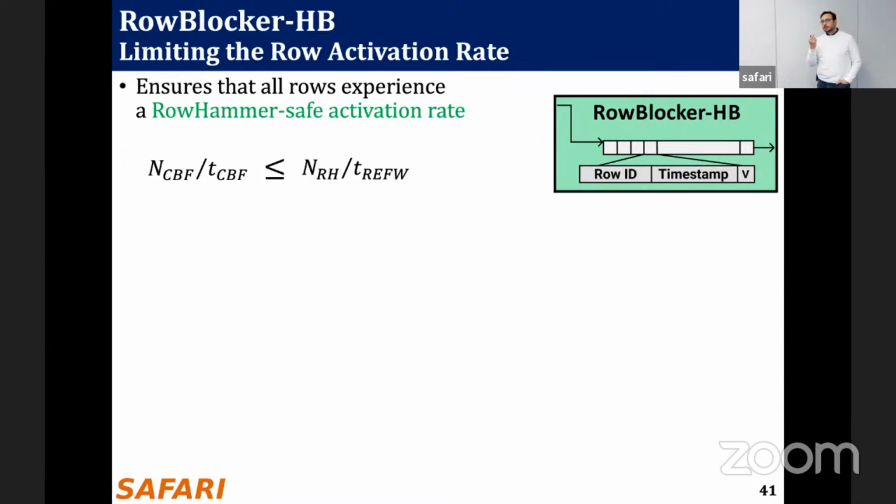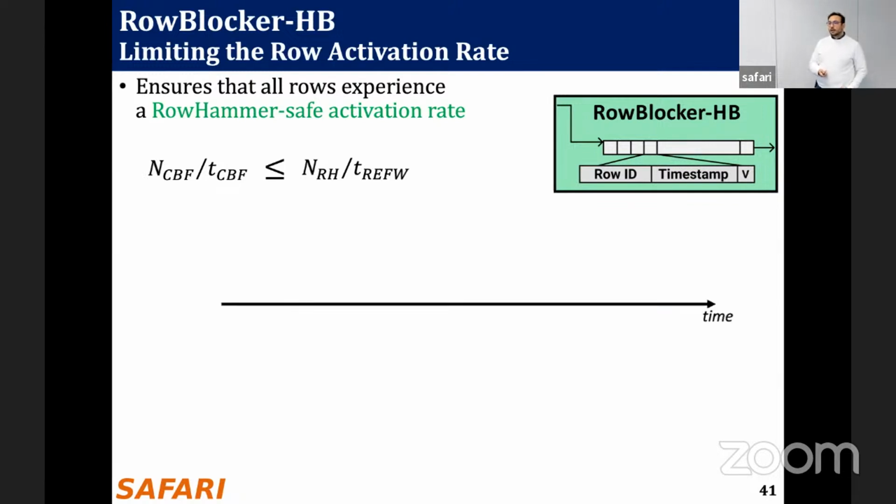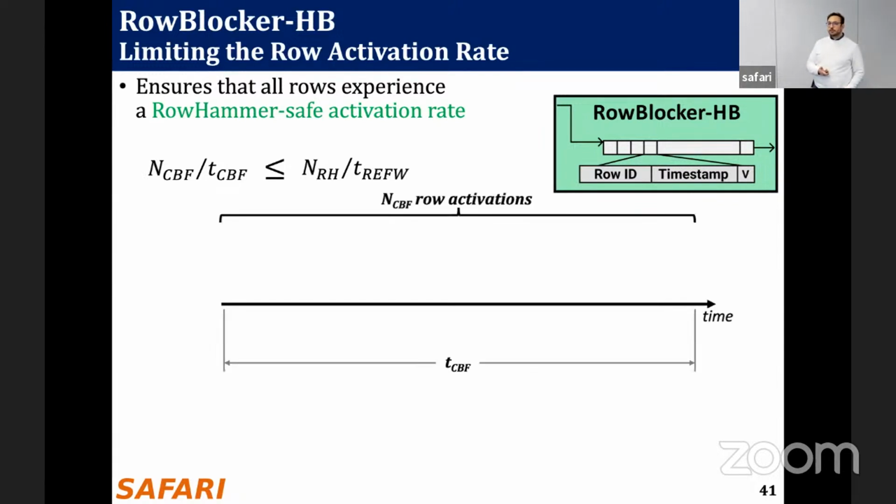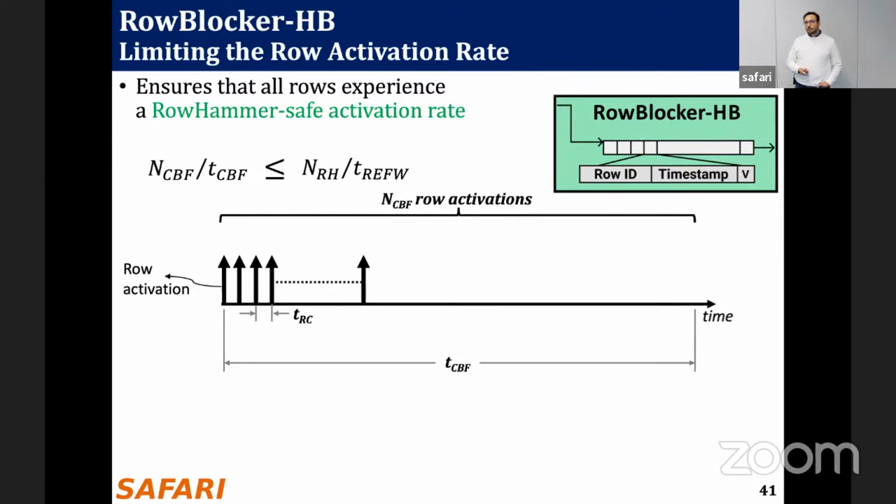Okay, so limiting the row activation rate is the job of this row blocker history buffer. How it works is that within this time window, we have a budget of row activations. The NBF here is the maximum number of activations that we can perform. In the very beginning, until the row is blacklisted, we do not interfere with the memory accesses, so they can be performed as fast as possible. And there can be many activations back to back until we reach the blacklisting threshold.